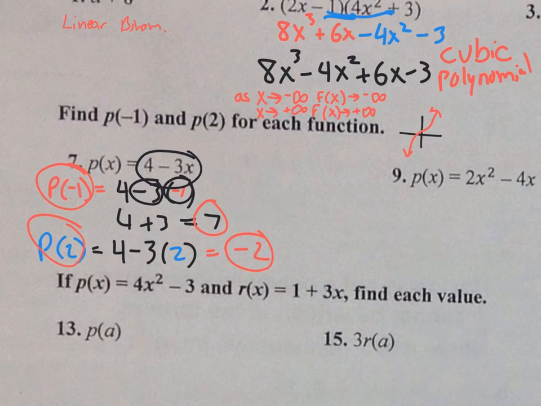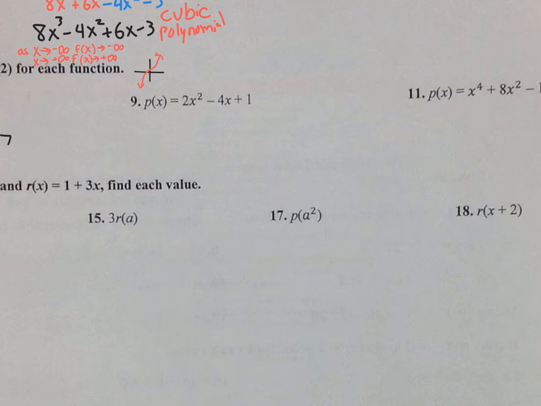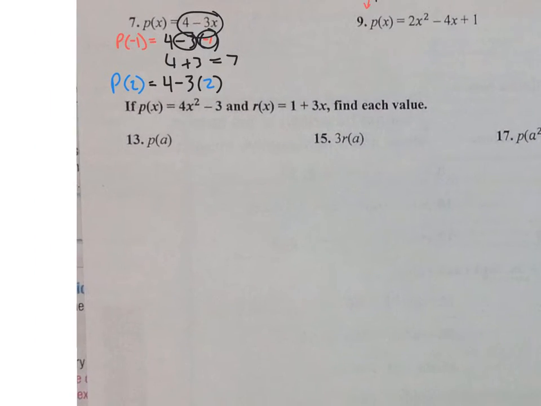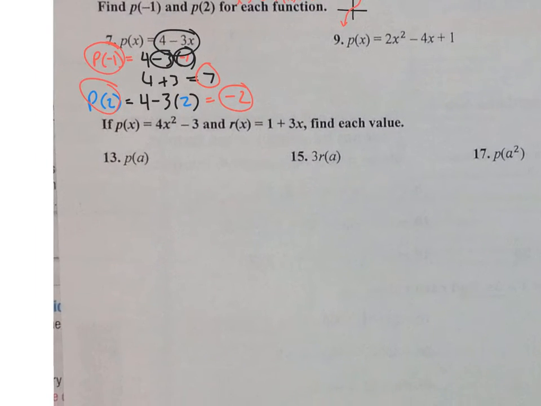Would you guys like to see any of them, maybe number 9 or number 11? Or should we move on? Move on. Okay, so those 7, 9, 11 are all easy because they're just asking you to plug in numbers.